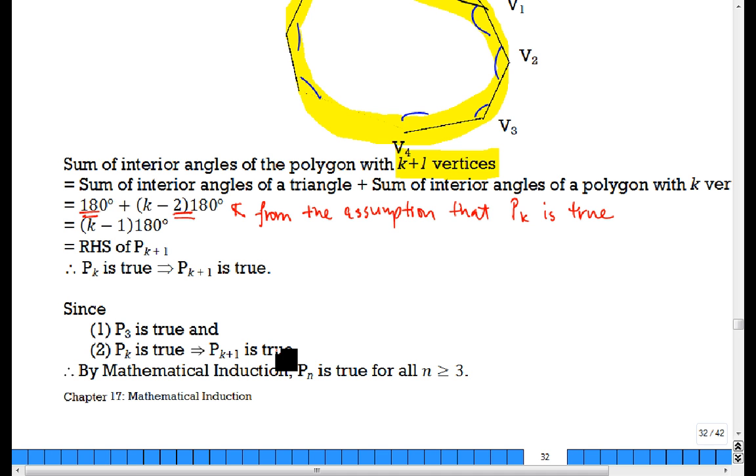Now, using these two, we can say that since P3 is true, then P4 is true, using statement number 2. Because we've shown P3 is true. Then since P4 is true, P5 is true. Since P5 is true, P6 is true. Since P6 is true, P7 is true, and on and on and on. There you have proven the formula for all integers greater than or equal to 3.